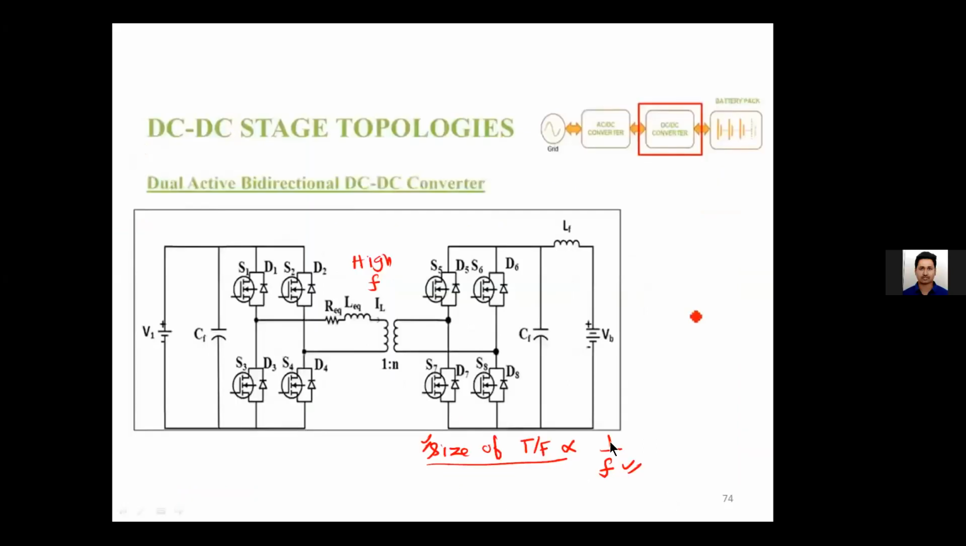So the size of the transformer is inversely proportional to frequency. That's the reason we use a high frequency transformer here. And this is a dual active bidirectional DC to DC converter.